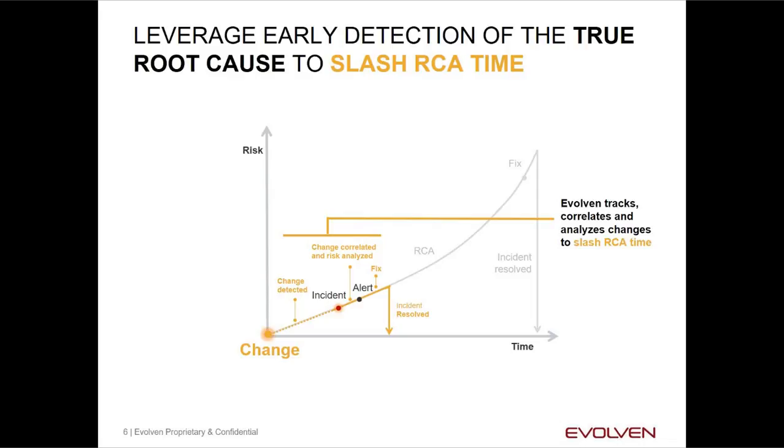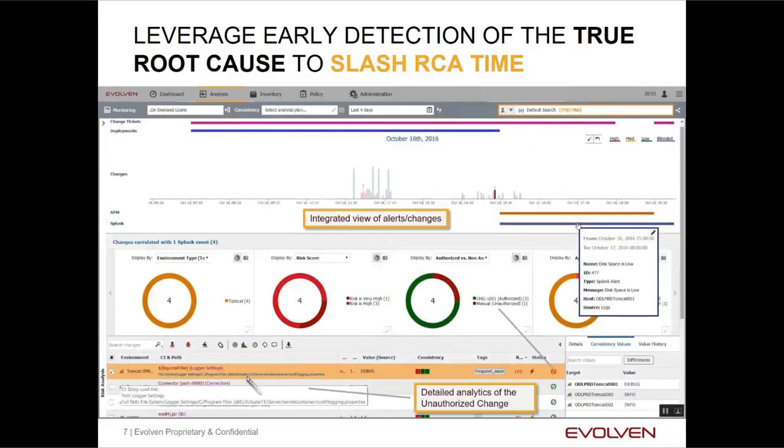So let's take an example very quickly, a simple screenshot. In this case, what we can see up above, through our integrated view of alerts and changes, is an APM alert for our on-demand loan that's slowing down. At the same time, we're getting a Splunk alert from Tomcat 01 that we're running out of disk space. By having the analytics that Evolven applies to change, we can click here and immediately see that we have an unauthorized change.